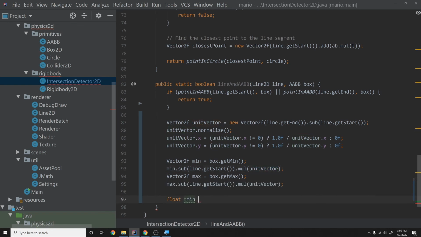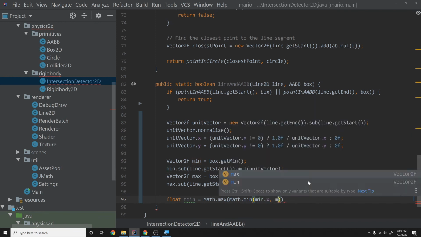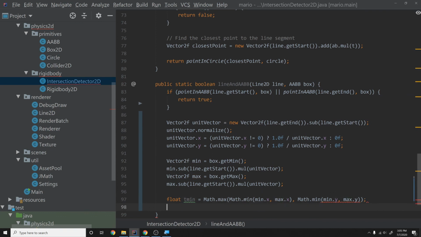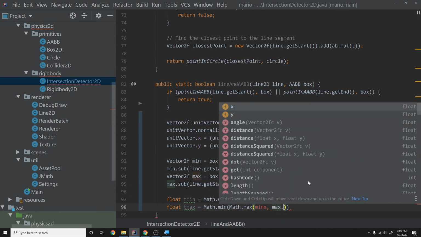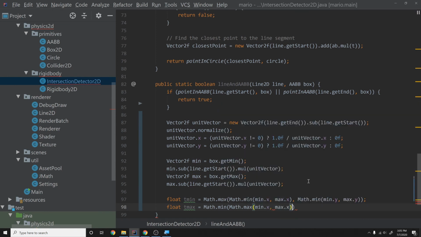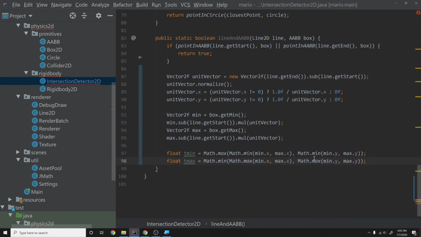Okay. Then we're going to find out what the true tmin is. That's the maximum of the minimums. So we'll say math.max, and it's going to be math.min of min.x, max.x, and math.min of the min.y, max.y. We'll do the same thing for our tmax equals the minimum of the maximums. So we'll say math.min, math.max of min.x, max.x, math.max of min.y, max.y. So minimum of the maximums and maximum of the minimums. We now have our true tmin, our true tmax.